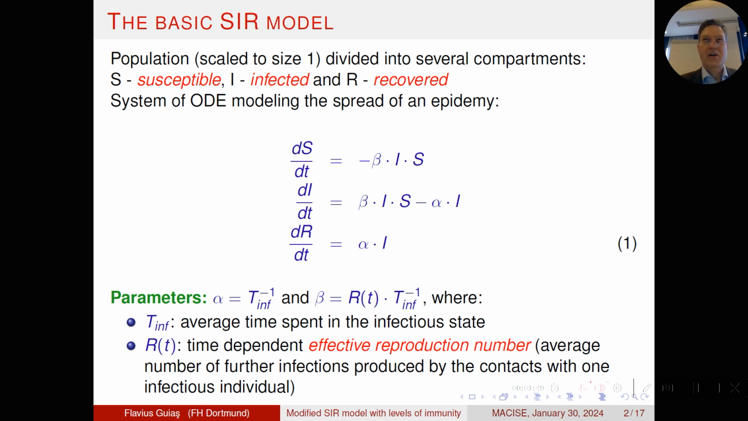Typically, if it's larger than 1, the epidemic spreads out. If it's less than 1, it will die out. So this is the reproduction number, and its meaning is the average number of further secondary infections produced by contacts with one infectious individual.